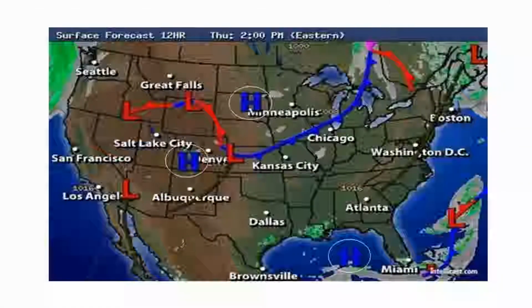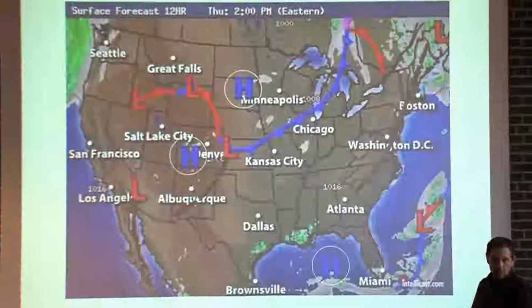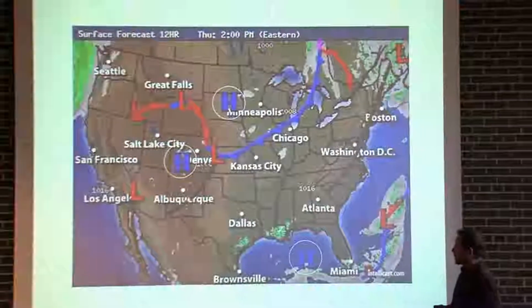Now, I talked about these air masses. What our air masses actually are is dominant high pressure systems. So this high pressure system you see here sitting over the Gulf of Mexico, that's our subtropical high. That is our maritime tropical air mass.